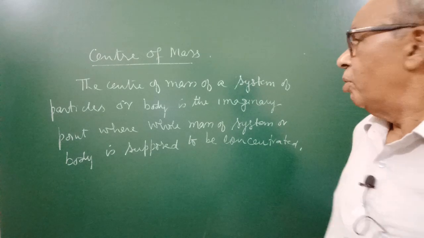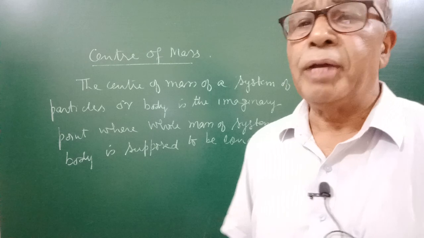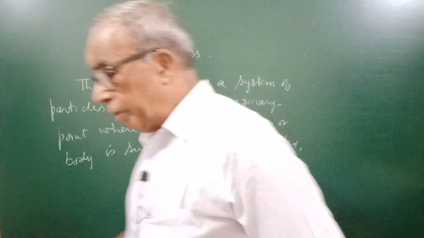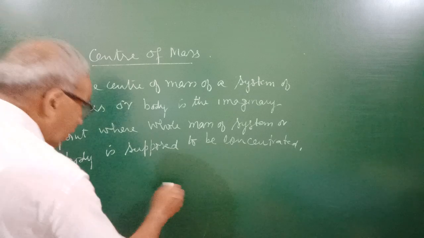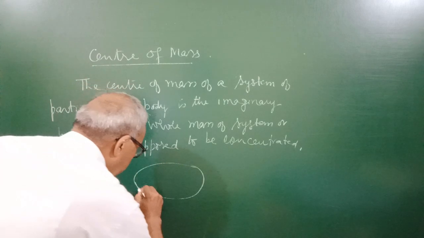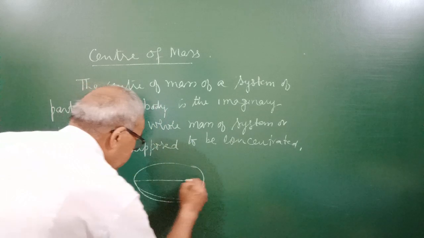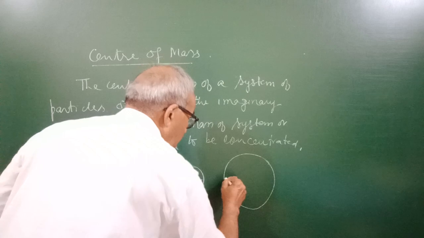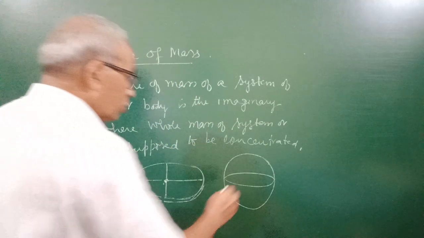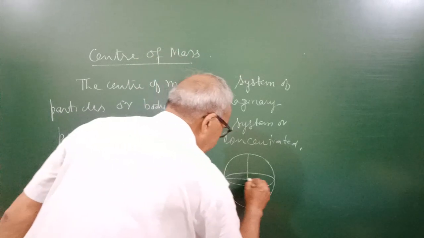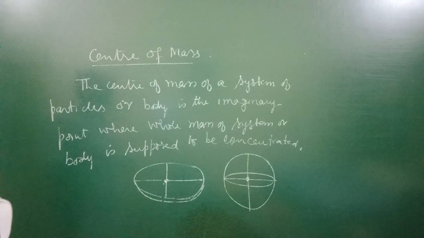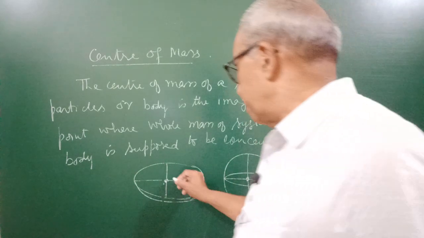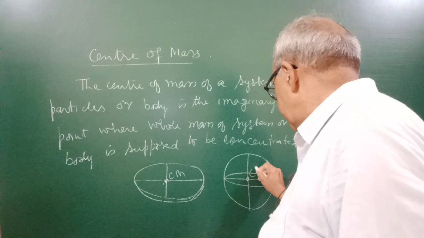The center of mass of a system of particles or a body is the imaginary point where the whole mass is supposed to be concentrated. For example, if you have a circular disc having uniform mass distribution, the center here is the center of mass. If you have a sphere having uniform mass distribution, the center lies at the point of intersection of diagonals, that is called the center of the sphere. Like Earth is supposed to be a sphere, so the center of the Earth, here is the CM. CM means center of mass.